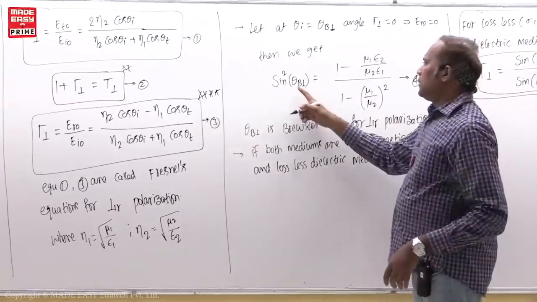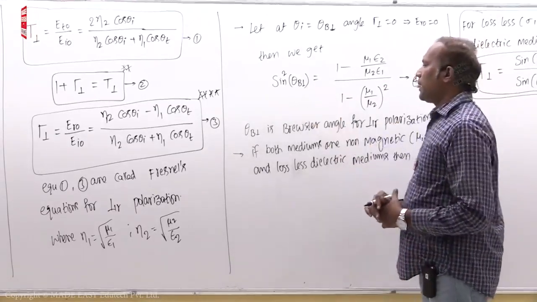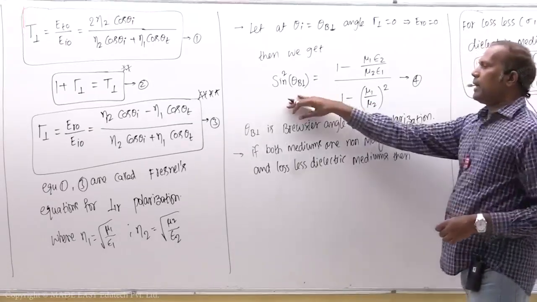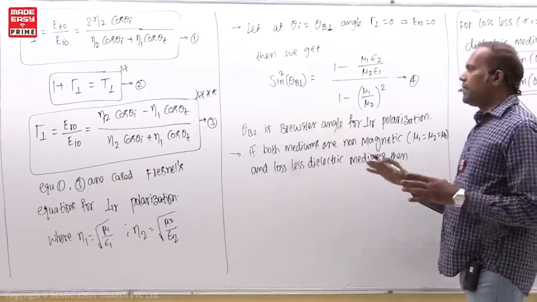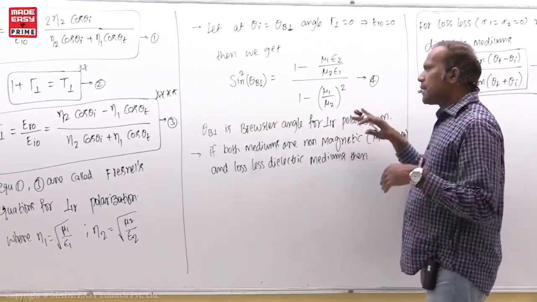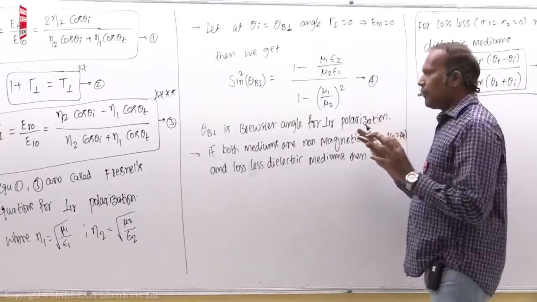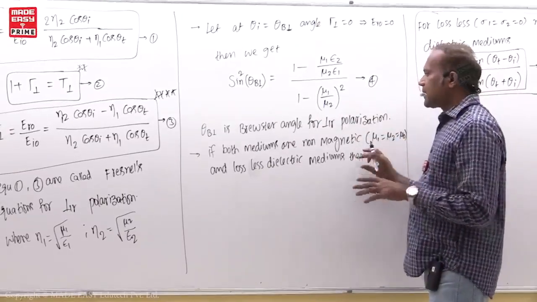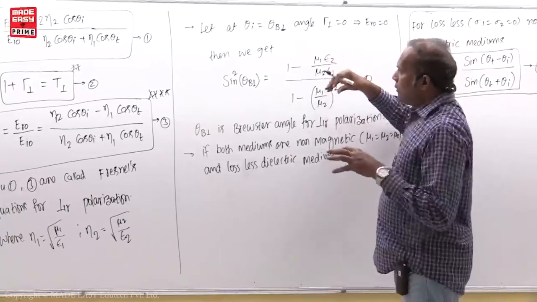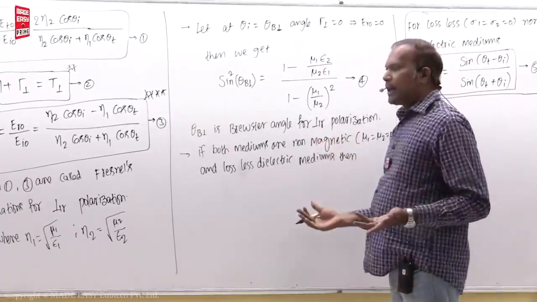Then sine theta b perpendicular becomes infinity, which means the sine value can never become infinity. That means it is a meaningless discussion, so it does not exist. This type of case is not possible here. That means the Brewster triangle does not exist here.